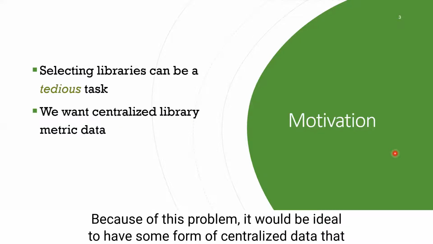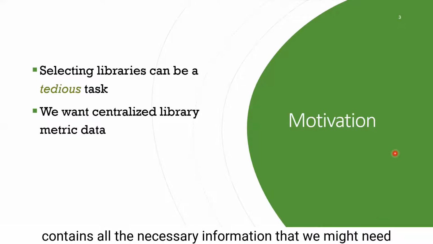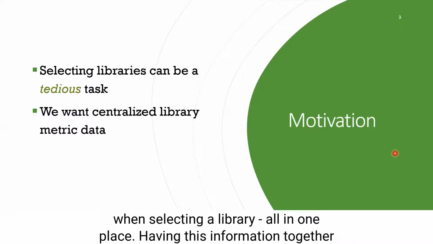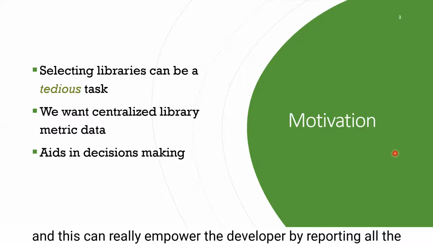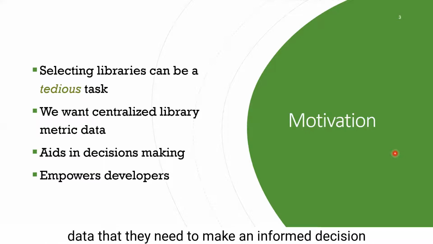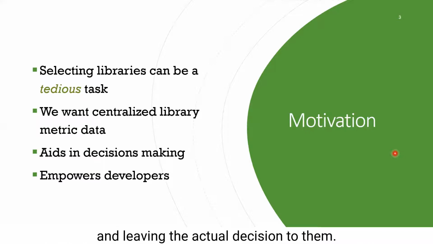Because of this problem, it would be ideal to have some form of centralized data that contains all the necessary information that we might need when selecting a library, all in one place. Having this information together could aid developers in decision-making when they select a library, and this can really empower the developer by reporting all the data that they need to make an informed decision and leaving the actual decision to them.